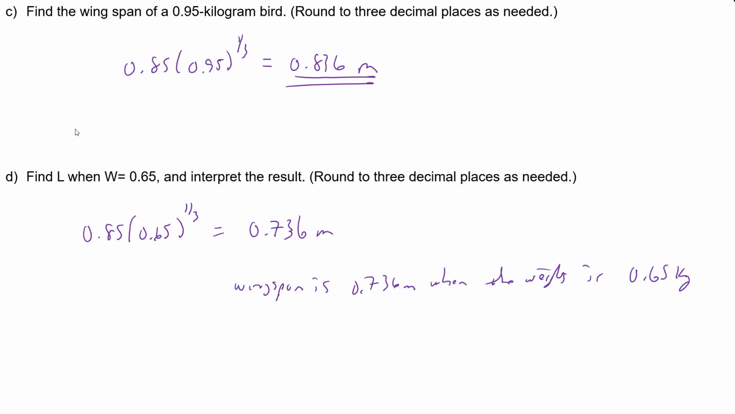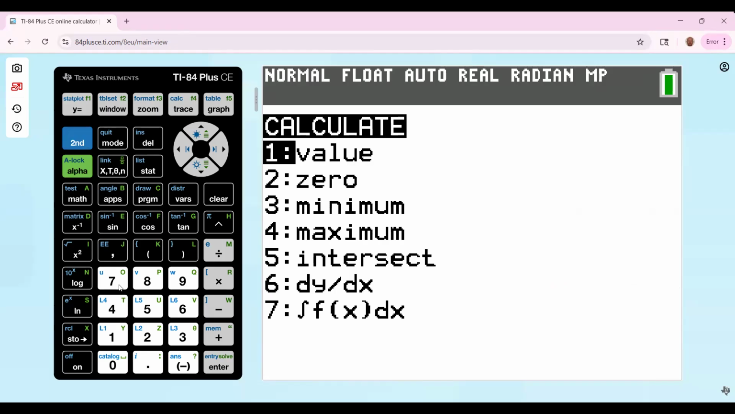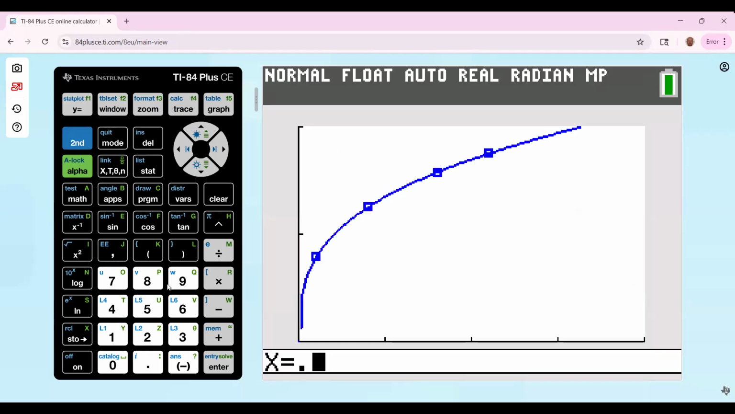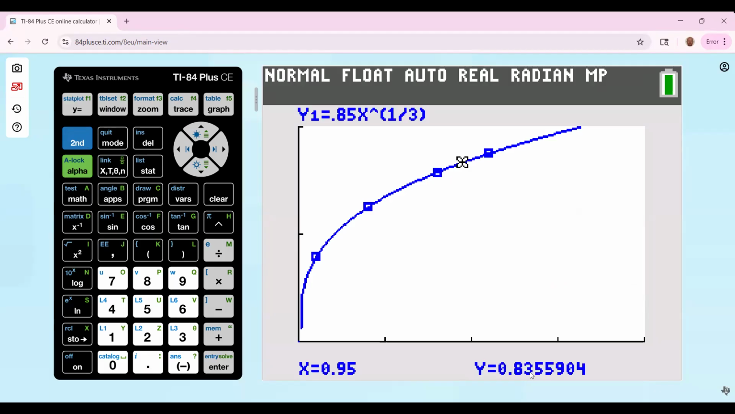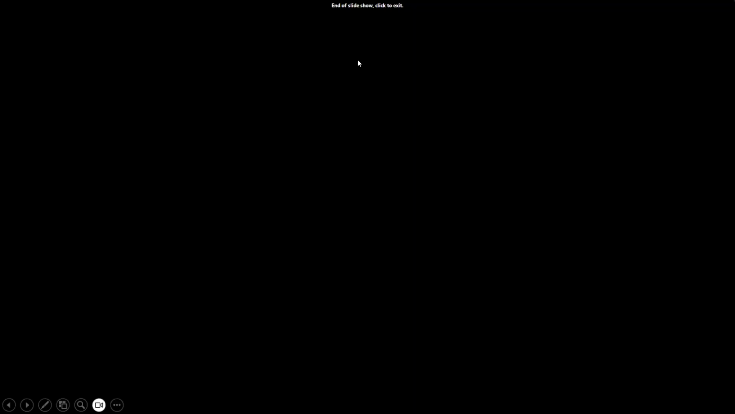Okay. Now, let's go to our calculator and see what we have. So we want 0.95 and 0.65. So let's go here. We want a value. We want 0.95. 0.836, close enough. What about 0.65? 0.736. Close enough. And it shows you kind of where it was on the graph, and it falls right on that line. And so I would say, with our calculation, it looks pretty good, and with that, it looks pretty good there. So those are the solutions that they're asking for here to three decimal places. All right, so that's all I have. So hopefully that helps.